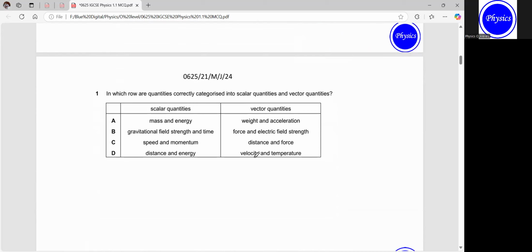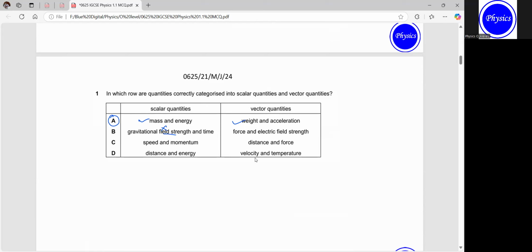Next question. In which row are quantities correctly categorized into scalar quantities and vector quantities? Scalar and vector. Scalar quantities, mass and energy, of course, correct. Weight and acceleration, of course, correct. So it's A. What about B? Gravitational field strength and time. Gravitational field strength has direction towards the center of a planet or a location. So gravitational field strength is a vector. So it is listed under the scalar quantities, which is wrong.